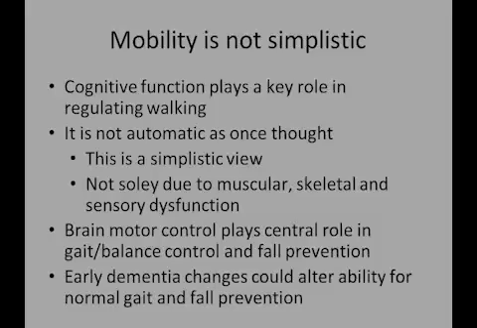You think about what we ask our bodies to do. I mean, I'm a size 8 shoe. That's tiny. That's a tiny footprint considering how high my center of gravity is. And so it takes a lot of organizing and structuring and complex thoughts behind the scenes to organize what our bodies do with that. So it's not solely because of musculoskeletal and sensory dysfunction. The brain motor control plays a central role in terms of gait, balance, control, and fall prevention.